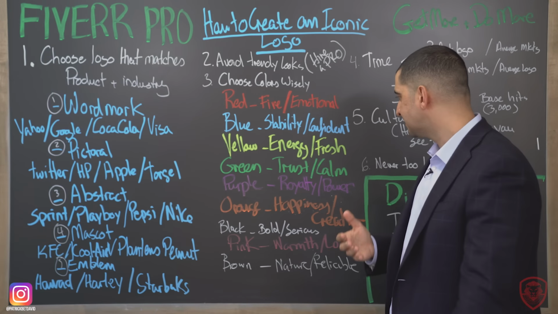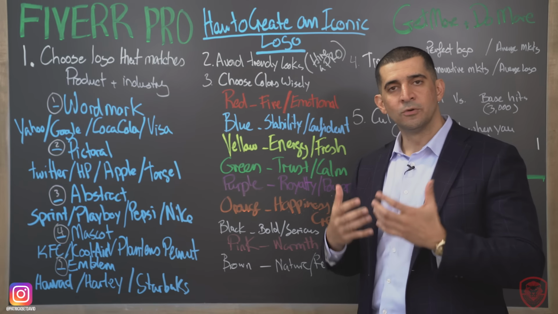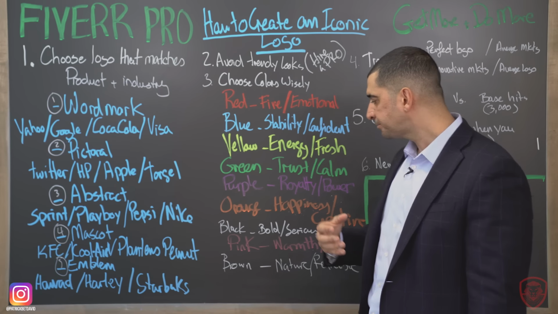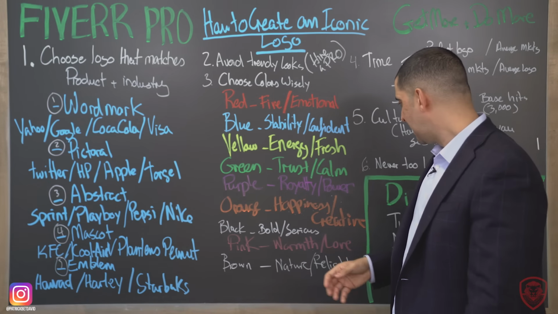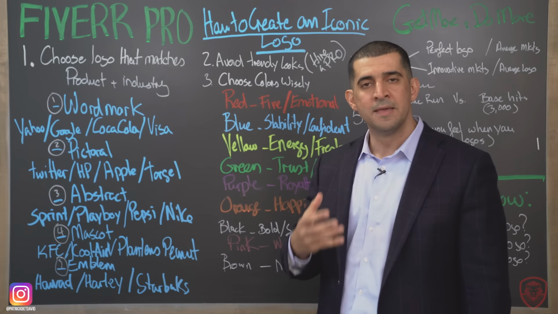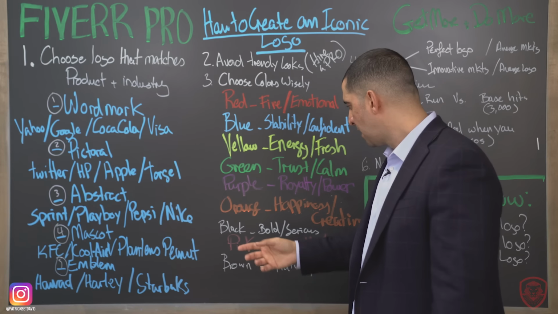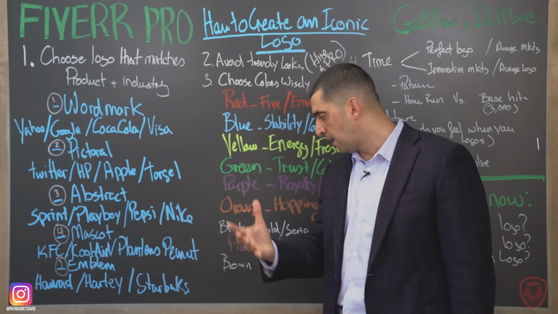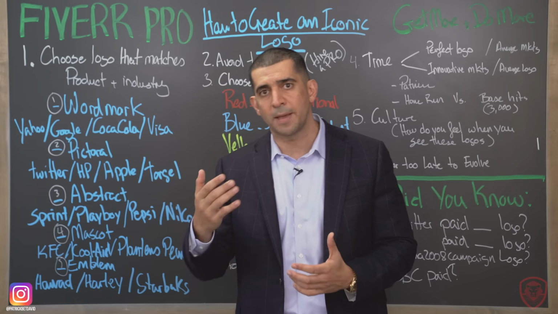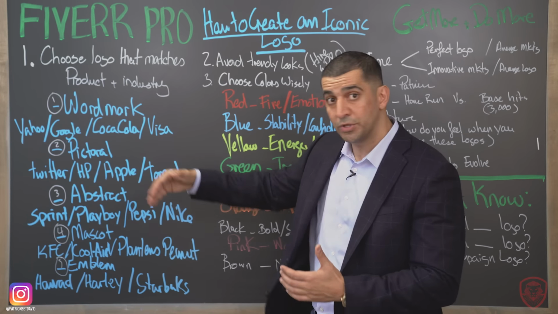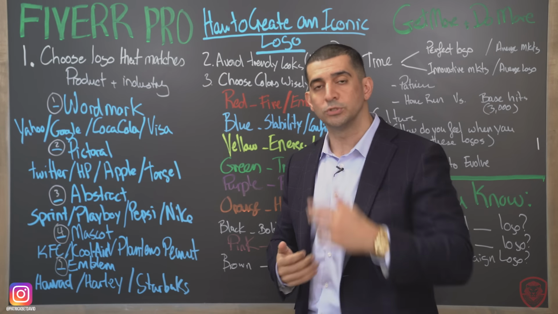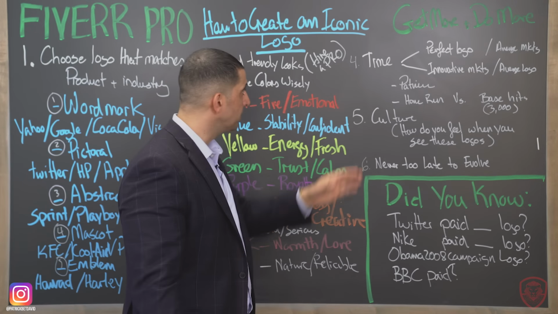Green represents trust, calm. Starbucks green, right? It's calm, it's relaxing. Purple, royalty, power. Orange could be happiness, credibility, creativeness. Black is bold and serious. Think about Tiger Woods' logo: black, bold, I'm serious, I mean business. Pink is warmth, love. Brown is nature, reliable, strong, right? So you have to pick a color that matches the energy or the feeling you want to give somebody who's deciding whether to do business with you and your company.